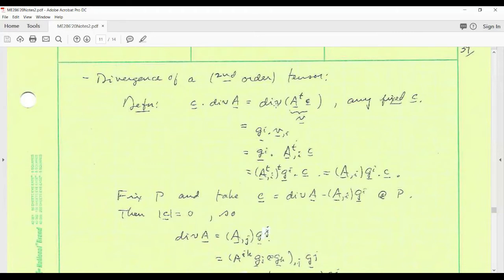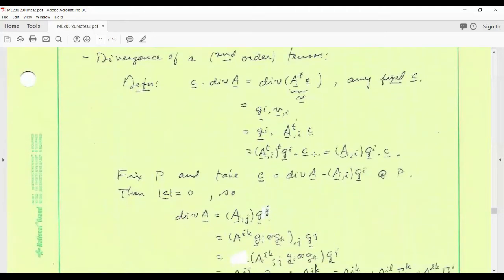We know how to compute the divergence of a vector. That's just given here, g^i dot v comma i. Now v is A transpose c, and c is fixed, so there's no derivative of c. We can use the definition of transpose to rewrite this with the transpose of this tensor to the left of the g, then dotted with c. I want to do that because I want to isolate a dot product with c so I can compare with the left-hand side.